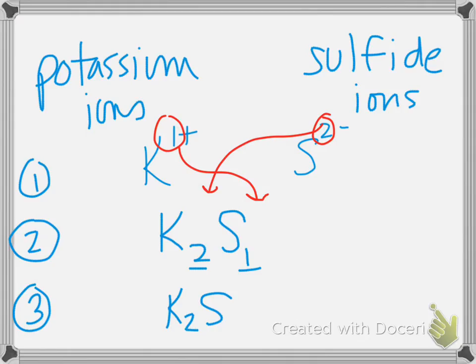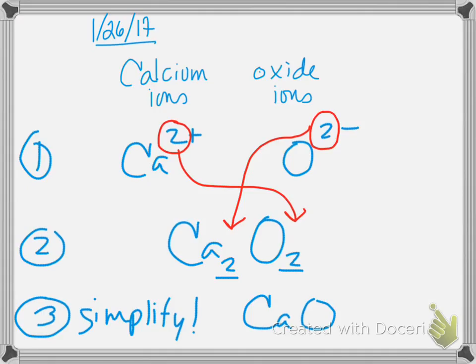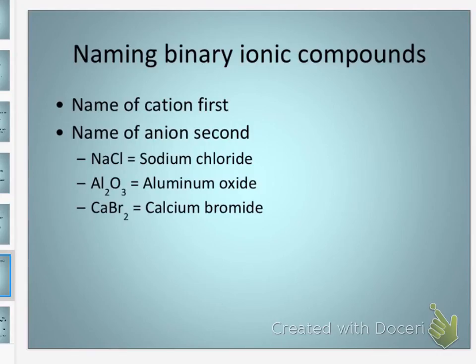What would this be called? That's called potassium sulfide. No prefixes, no monos and dis and tris and tetras and hexas. You just name the ions because it's an ionic compound. Let's look at this one. What would this one be called? There we have calcium oxide. So let's look at a couple more together.